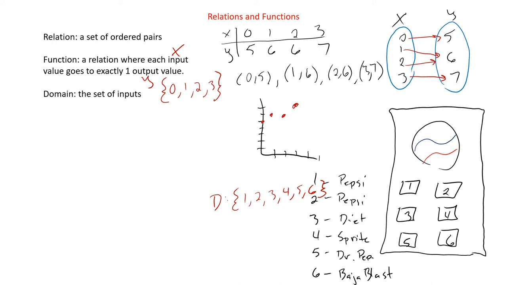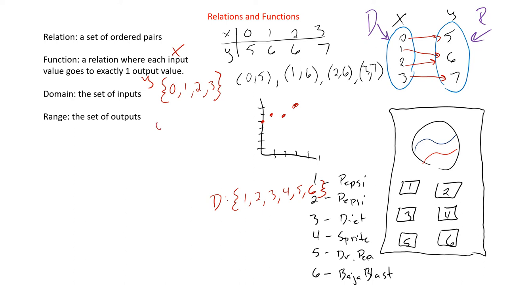Because those are the inputs. Those are the things I could press. Now, the outputs, that's called the range. The range is a set of all outputs. So in our initial one, our domain is this bubble that has where the arrows start. The range is that bubble, which has where the arrows end up.